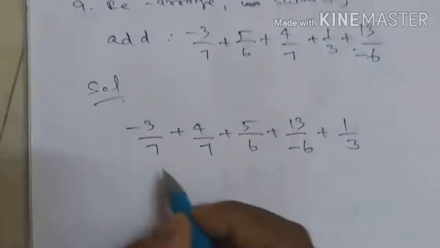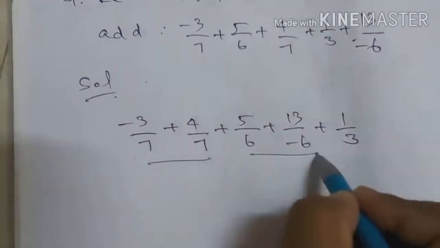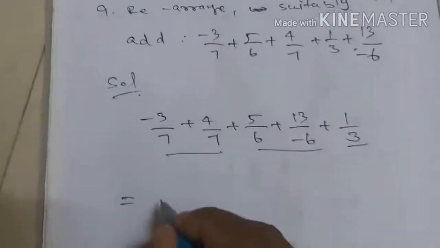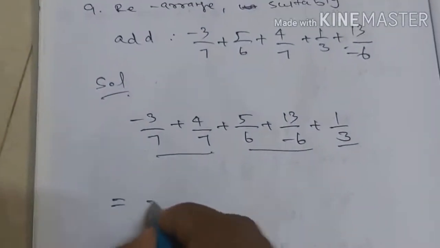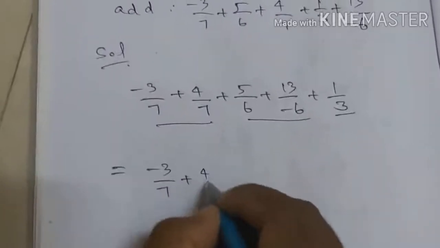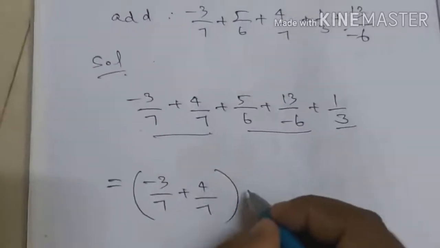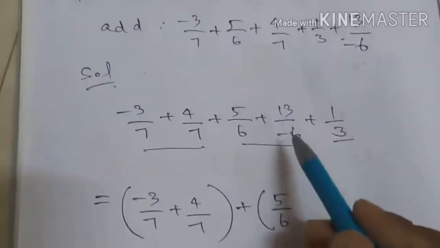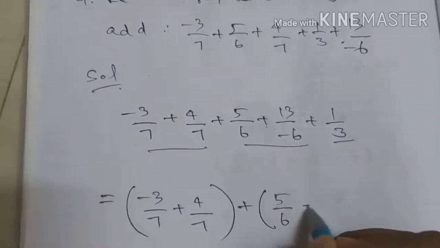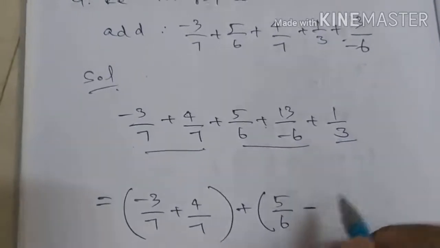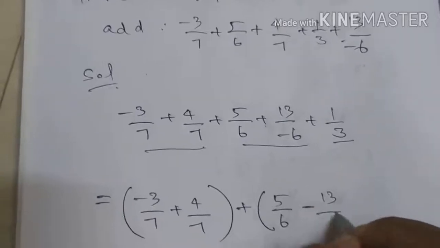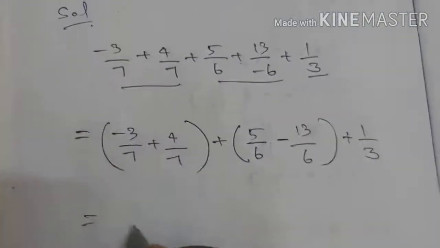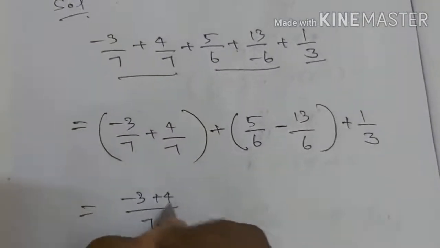So equal minus 3 by 7 plus 4 by 7, close the bracket, plus 5 by 6 plus into minus, so plus into minus, minus 13 by 6 plus 1 by 3. Now we check the values, denominator equal. So minus 3 plus 4 close the bracket, plus denominator 6, 5 minus 13, plus 1 by 3.